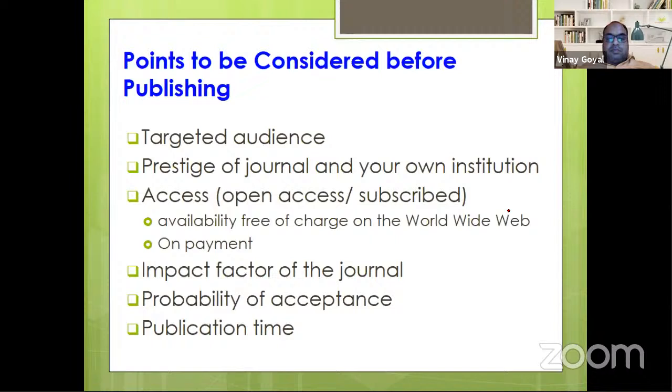All these points I have explained. Who is your target audience? What is the prestige of your journal? Whether the journal is open access or not? What is the impact factor of the journal? Then probability of acceptance and publication time.